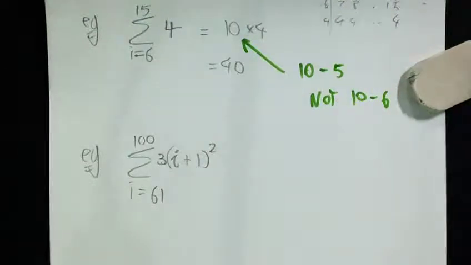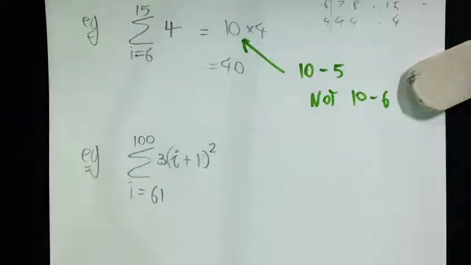Excellent. So we have the sum from i equals 61 to 100 of 3 lots of (i plus 1) all squared. There are many strategies I could use. I could expand that out. That would work. And then do each part separately, because I have formulas for all those things.